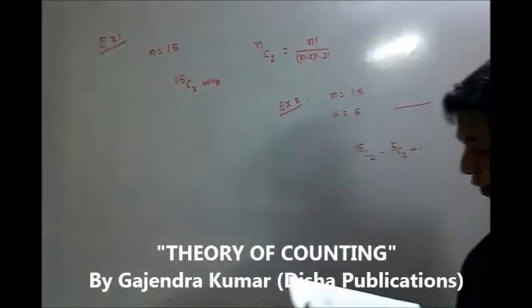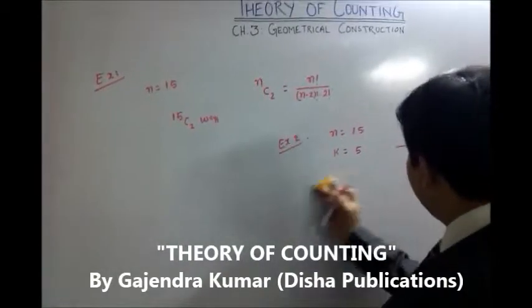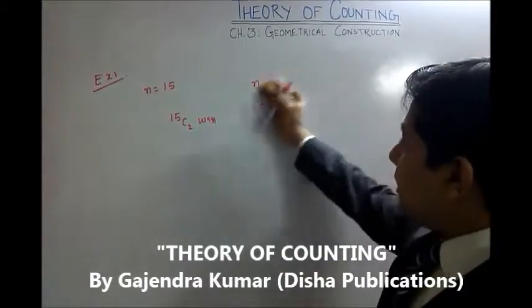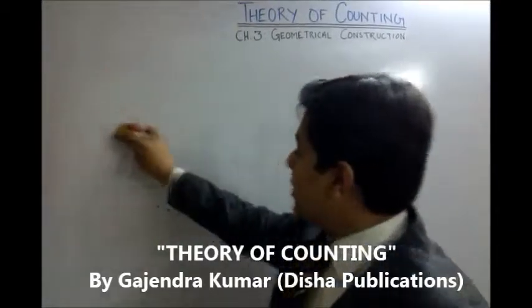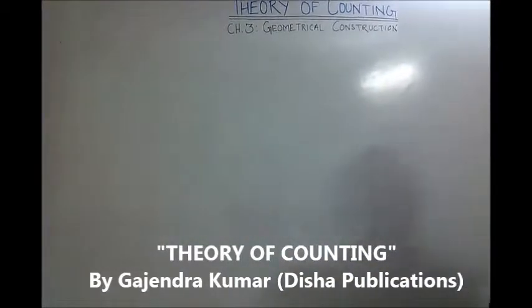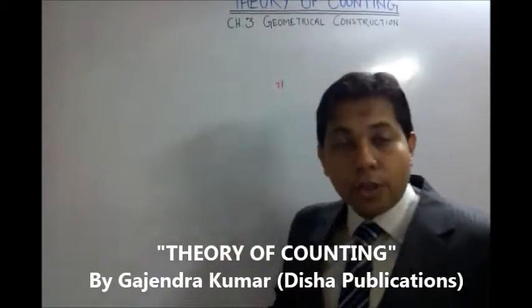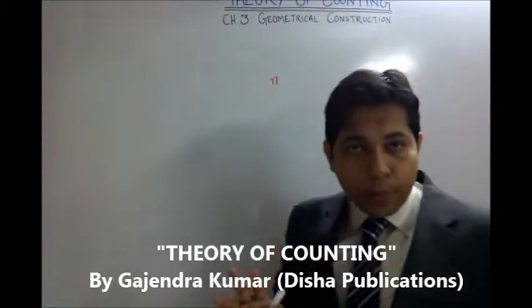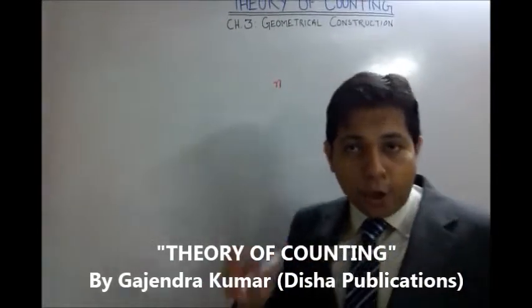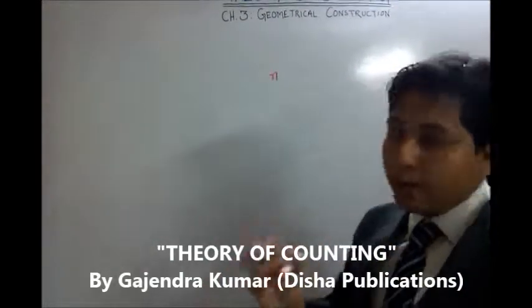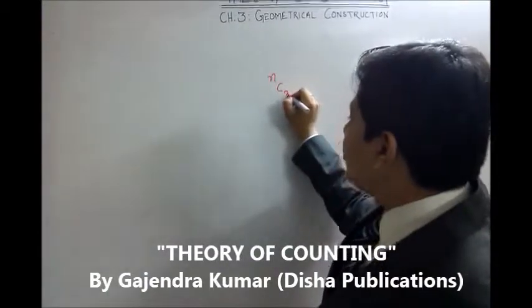Then the next concept is formation of a triangle. If the total number of points given to us in a plane is n, out of n points we have to construct a triangle. To construct a triangle, we need 3 points as vertices. So out of n, we have to select 3 points. How many ways can we do that? NC3 ways.